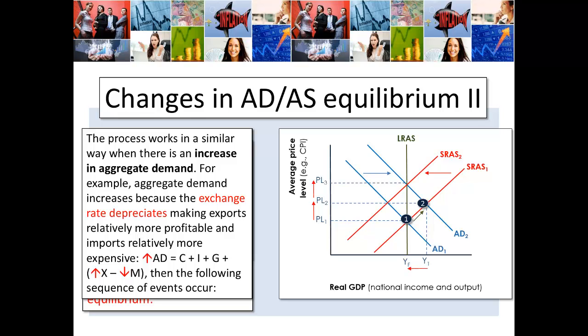This results in a shift along and up the short-run aggregate supply curve from point 1 to point 2, and then an automatic shift from point 2 to point 3 along the second aggregate demand curve that we have here.